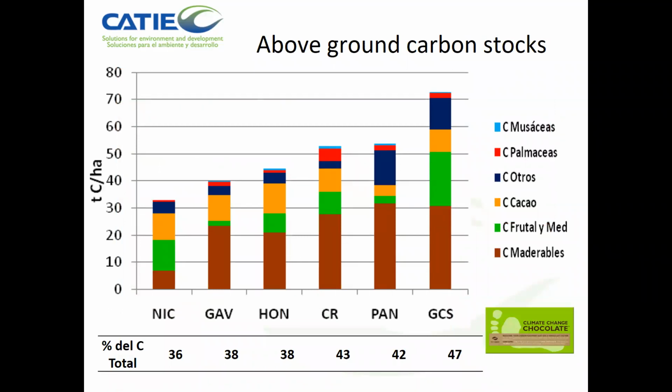The design of the shade canopy also has very important impacts on the amount of carbon that you can store. You can see this example from Central America. These are different countries: Nicaragua, Guatemala, Honduras, Costa Rica, Panama. And you can see that depending on the design of the system, you can go from 30-something tons of carbon aboveground biomass up to more than 70 in Guatemala. And that depends very much on how you select the species and how you manage the species, but also has some important bearing on the productivity of the crop itself. So the design of the shade canopy has direct effects on the amount of carbon that you can store.